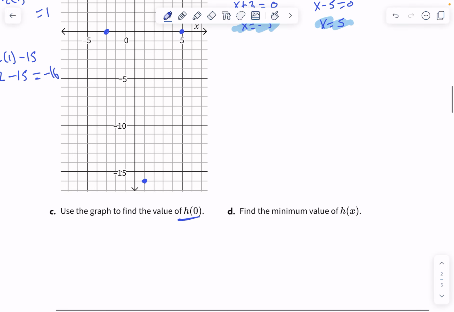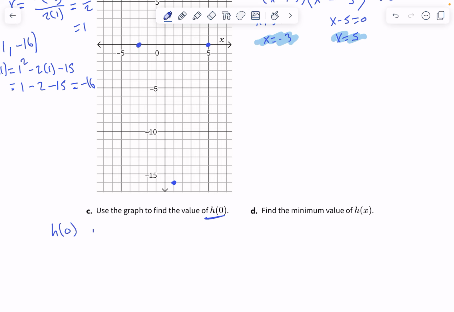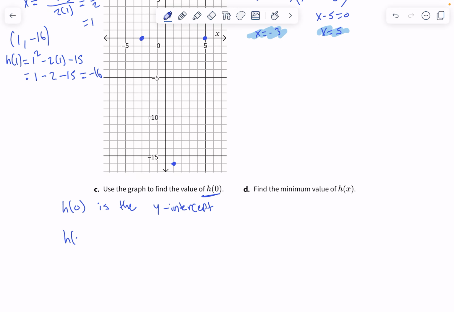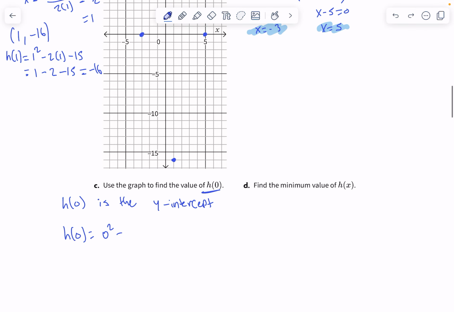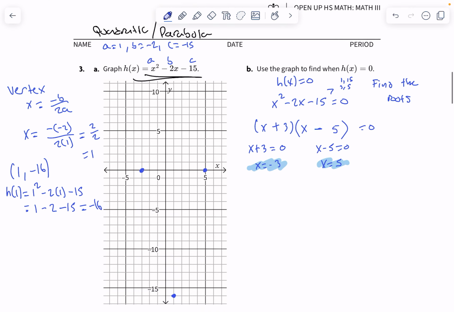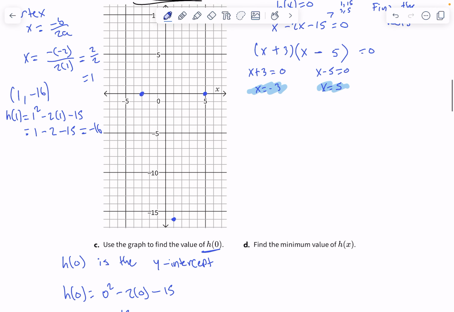Let's use part C. Use the graph to find the value of h of 0. Why is that going to be important? Because h of 0 is the y-intercept, right? Okay. So h of 0 is equal to 0 squared minus 2 times 0 minus 15. So h of 0 is just equal to negative 15. So at 0, we are at negative 15 right there. Okay? So how does that help us? It helps us to note that now we can connect these points.